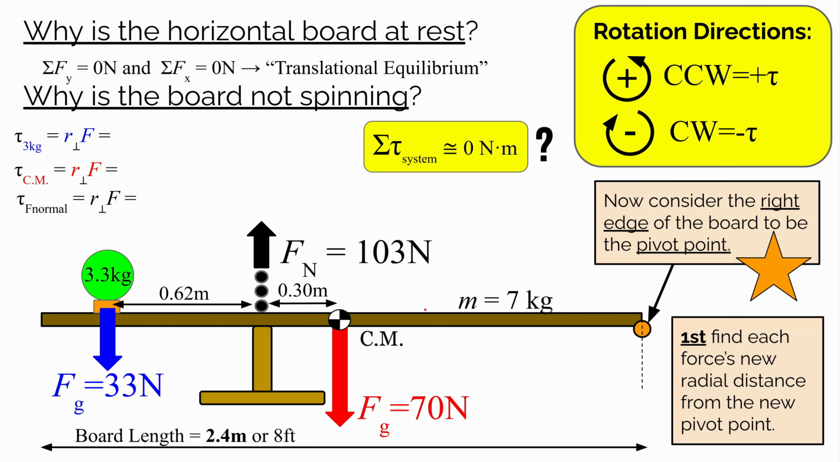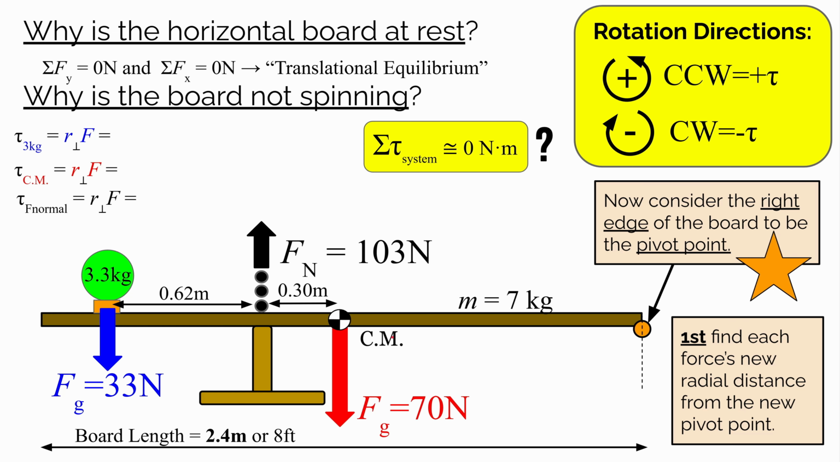What if we change things up a little bit? What if we imagine instead of the pivot point being right here, what if we imagine it being all the way on the right side of the board? And technically this is something we can do, because if a board is not rotating or an object is not rotating, it's not rotating about any point that we pick. It's not rotating about the left side, it's not rotating about somewhere in the middle, and it's not rotating about the right side. So the forces don't change.